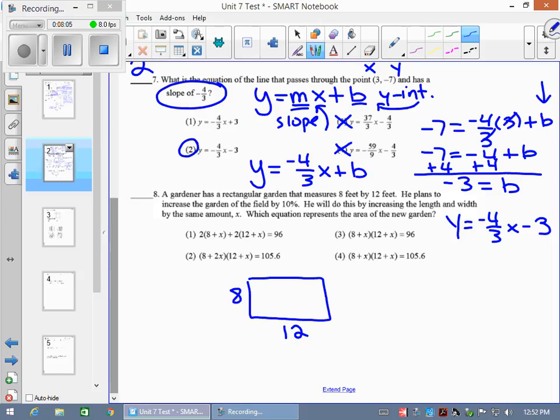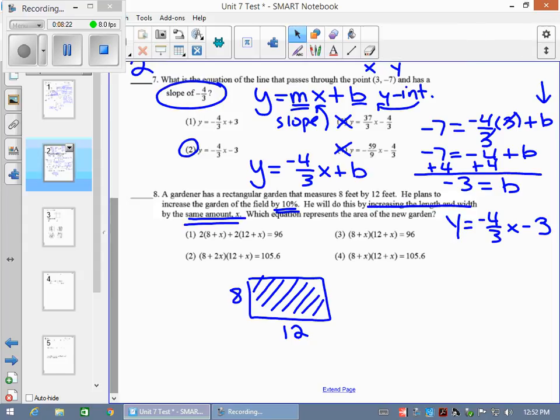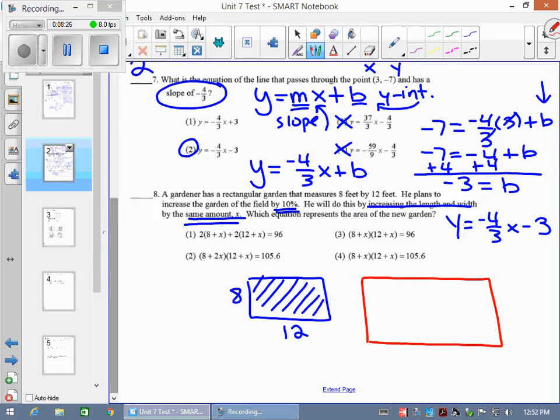Okay, so if the garden is what's inside of this field, and he wants to increase the garden by 10%, that really means we want to increase this area by 10%. I'm also increasing the length and width by the same amount x. I'm going to draw my new rectangular garden with a longer length and a longer width. And instead of having 12, it's going to be 12 plus x. And instead of having a dimension of 8, it's going to be 8 plus x on this side because I have a little bit more room.